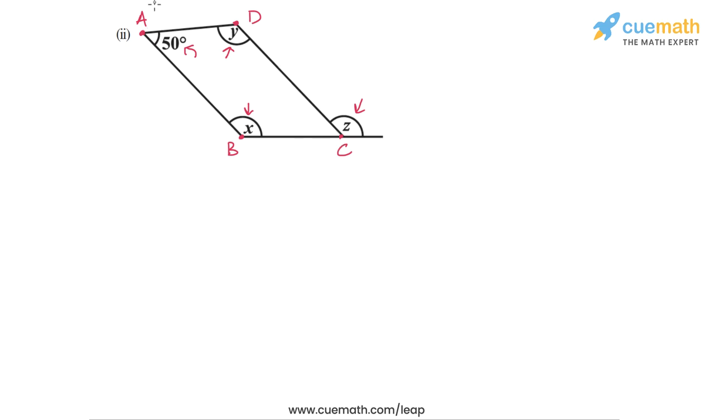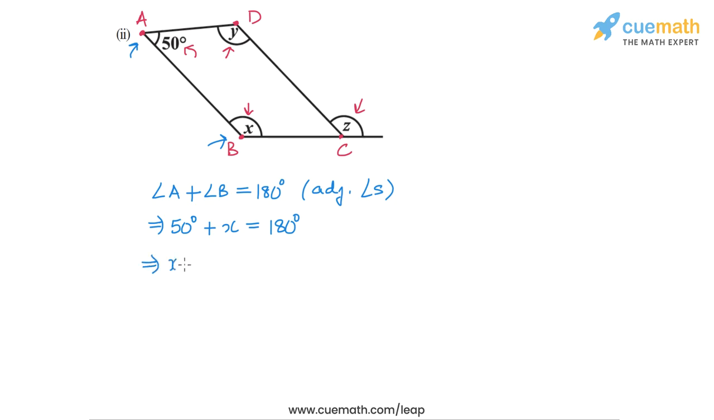Alright, so we note that the angle at A and the angle at B are adjacent angles. So their sum must be equal to 180 degrees. So angle A plus angle B must be equal to 180 degrees because these two angles are adjacent angles in the parallelogram. So angle A is 50 degrees and angle B is x. So we get 50 degrees plus x is 180 degrees, or x is equal to 180 minus 50, and that's equal to 130 degrees. So the measure of the angle x is 130 degrees.